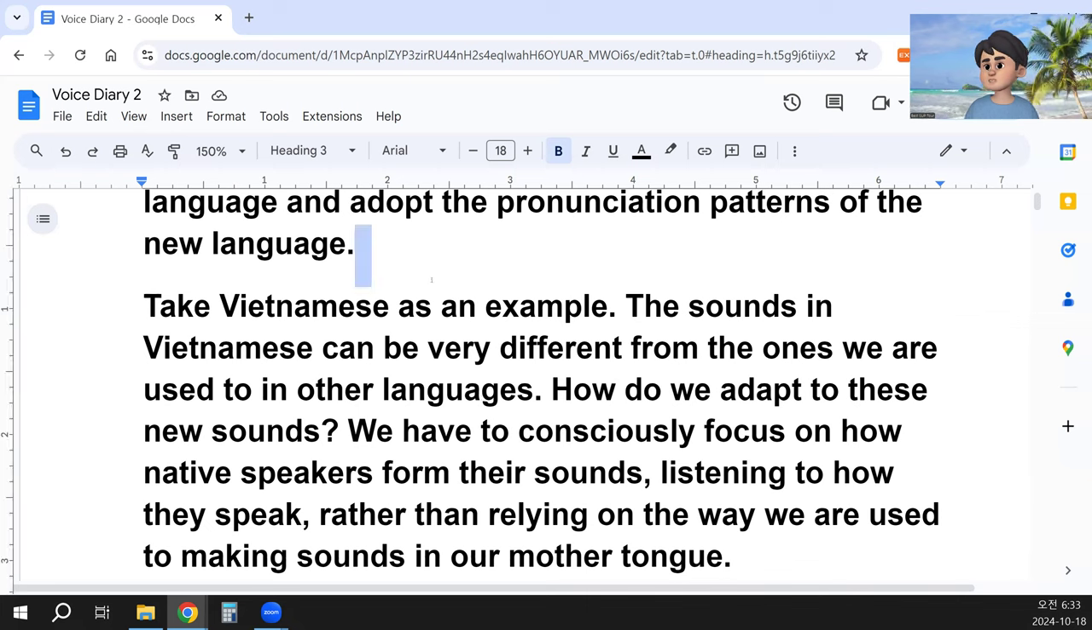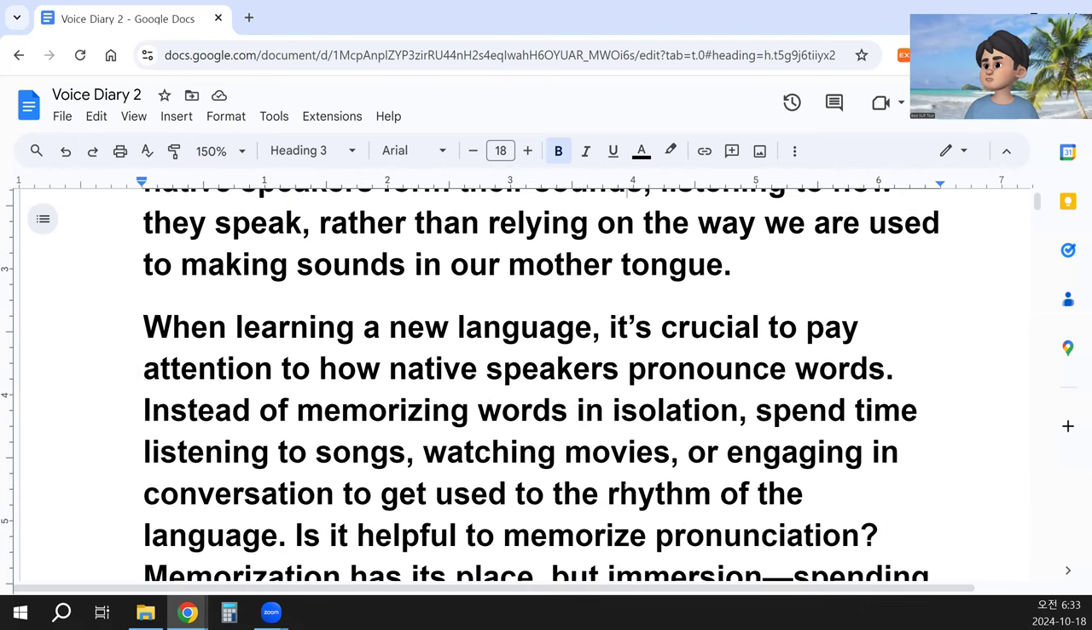Take Vietnamese as an example. The sounds in Vietnamese can be very different from the ones we are used to in other languages. How do we adapt to these new sounds? We have to consciously focus on how native speakers form their sounds, listening to how they speak rather than relying on the way we are used to making sound in our mother tongue. When learning a new language, it's crucial to pay attention to how native speakers pronounce words. Instead of memorizing words in isolation, spend time listening to songs, watching movies, or engaging in conversation.